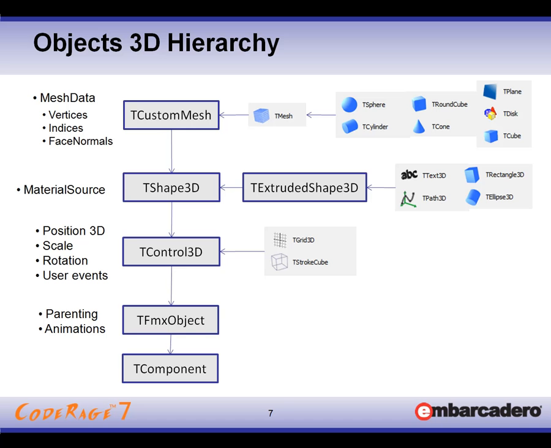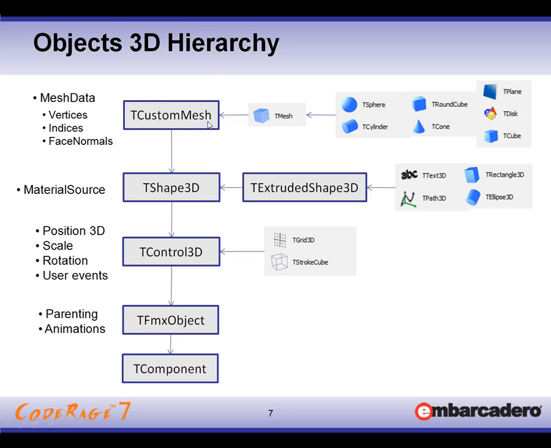So material is a new concept in FireMonkey XE3. It encapsulates support for arbitrary shader programs. Some of the descendants of TShape3D are Text3D, Rectangle3D, Path3D, and Ellipse3D. So ExtrudedShape3D basically gives them a depth in a 3D space, but they are still quite simple as compared to the components that are derived from TCustomMesh.